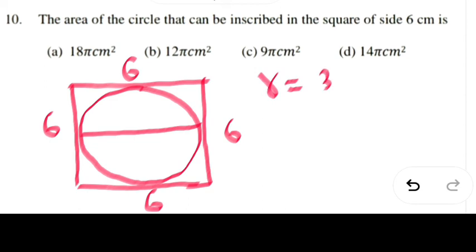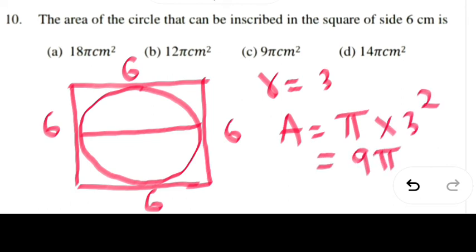Now what is the question? What is the area of circle? Area of circle, what is the formula? Area of circle formula, pi r square. Here r is 3. So pi into 3 square, that meaning 9 pi, unit is centimeter square. So option C is the correct one.